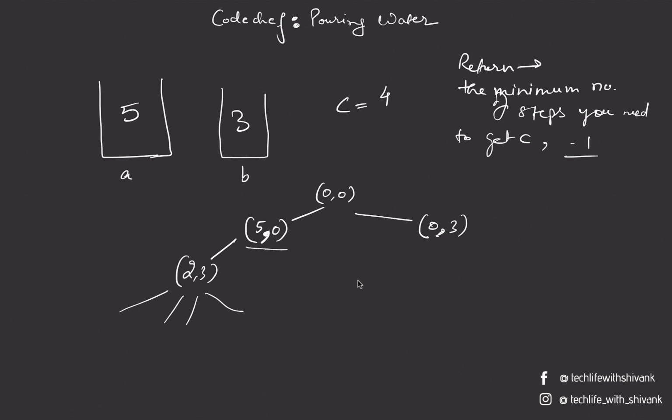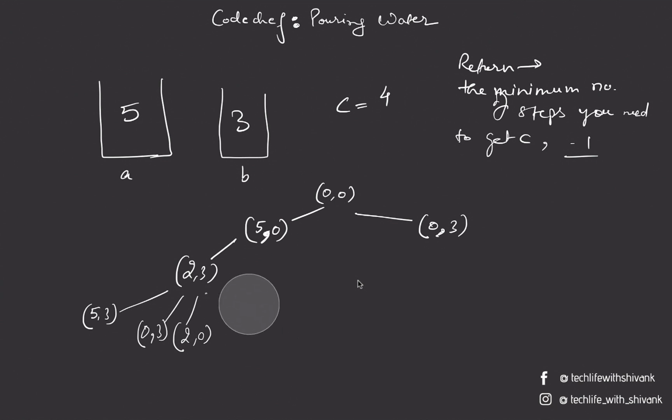The first case is to go back to 5, 0, but it doesn't make sense to go back, because if we had obtained the answer already, we would not have explored further. So this option is ruled out. And the other three options are to fill the first container completely, which is 5, 3, to fill the second container completely, which is already filled, so we can't do anything about it, to empty the first container completely, to empty the second container completely.